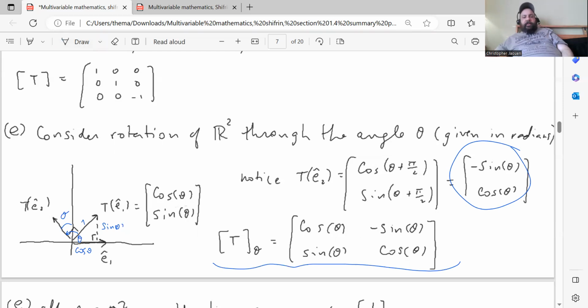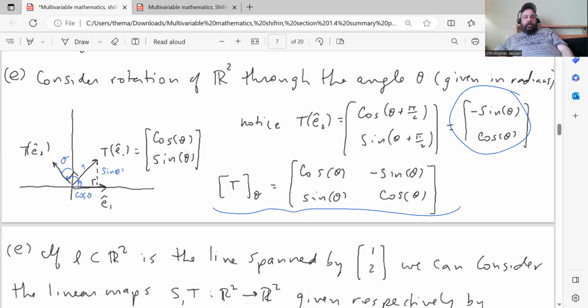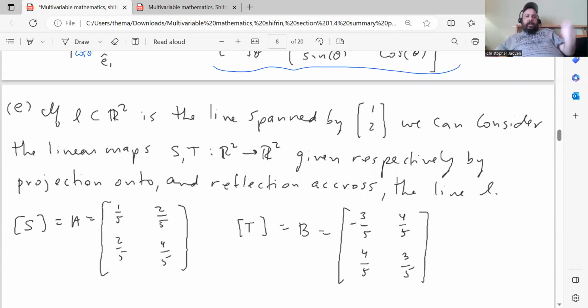Sorry, T sub theta. So, the rotation through an angle theta clockwise by theta radians. Right, another example of a linear map. Just like I said, he goes through a number of these.